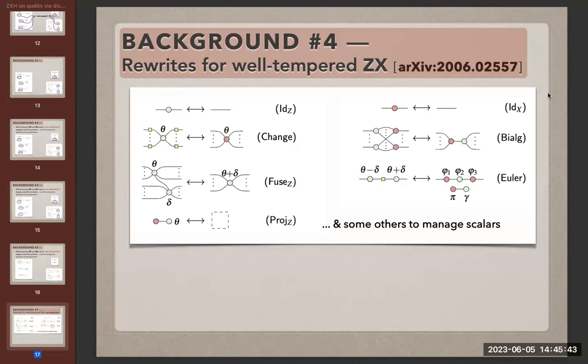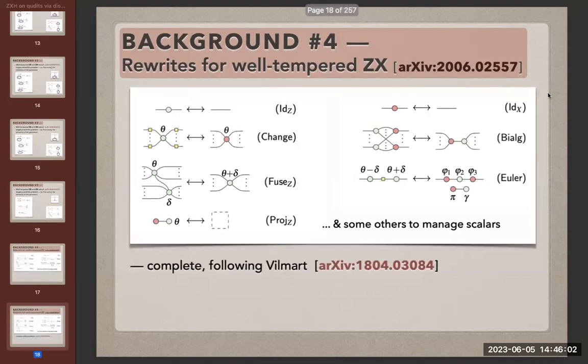But the scalar gadget there just simply serves to denote an actual phase factor of e to the i gamma. So we can't dispense entirely with scalar gadgets, but we can get rid of most of them. And there's some additional rewrite rules, very simple ones, to manage which scalars do arise. And following Wilmert, from which these rules were derived more or less, this set of rewrites is complete. This is all over qubits still, I should mention.